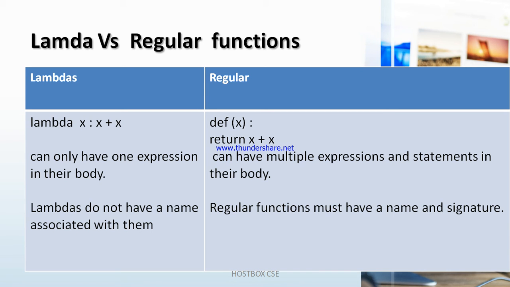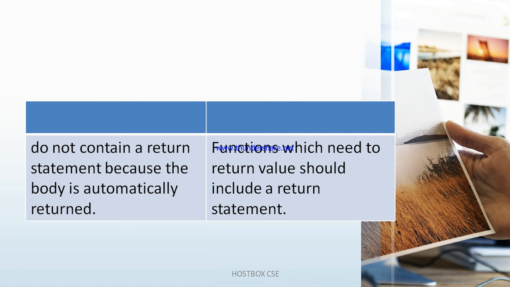What is the difference between lambda and regular functions? First point, based on the syntax: we can write lambda x colon x plus x, or else in a regular normal function, def of x, then return x plus x. So it's a replacement for a regular function. Then lambda can have only one expression in its body, but regular functions can have multiple expressions and statements in their body. Lambdas don't have a name associated with them, and regular functions must have a name and signature, which is why regular functions show a name in the traceback error in Python. Lambda is not like that.